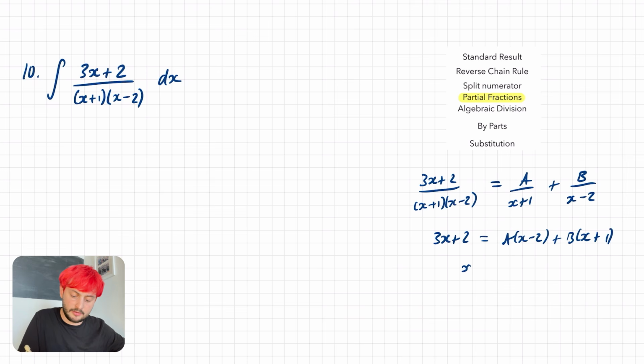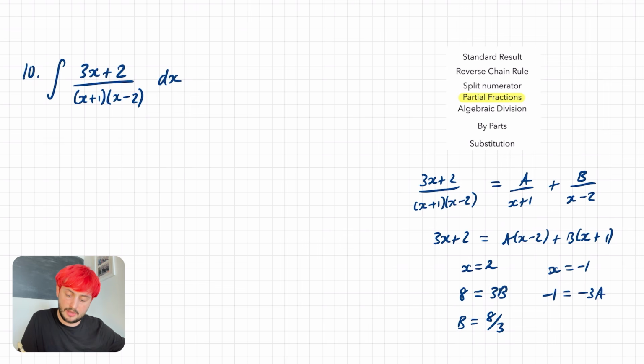I'm going to start off by finding out what B is by subbing in x equals 2. So 3 times 2 is 6, plus 2 is 8. The A part is going to disappear, and I just get 3B over here. So B is equal to 8/3. Now, if x is equal to minus 1, I can find out what A is. So that would be minus 3 plus 2, which is minus 1. And then I get minus 1 minus 2 is minus 3A, meaning that A is 1/3.